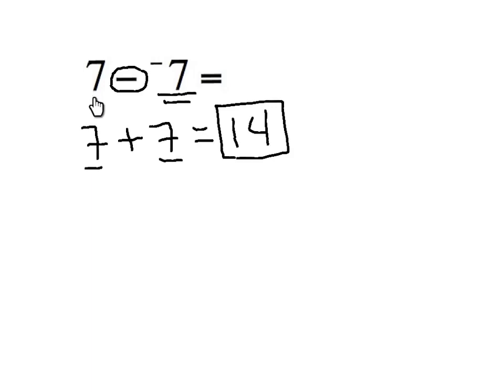So subtracting integers is as easy as changing the subtraction into an addition, switching to the opposite, and doing your addition rules for integers.